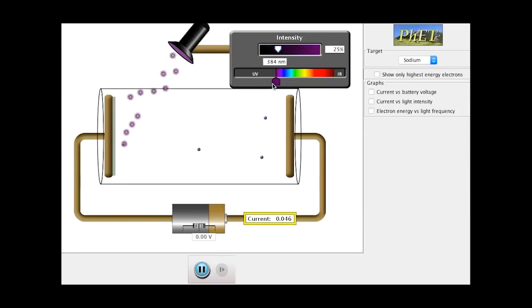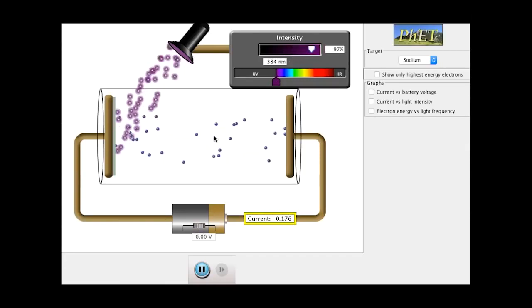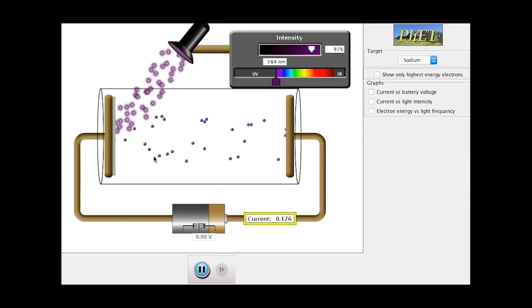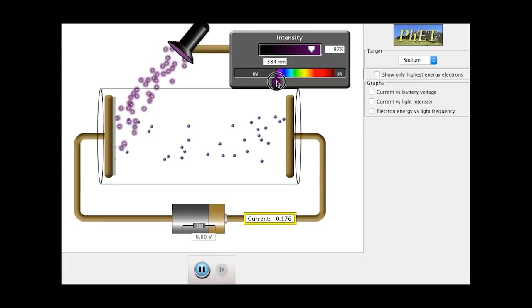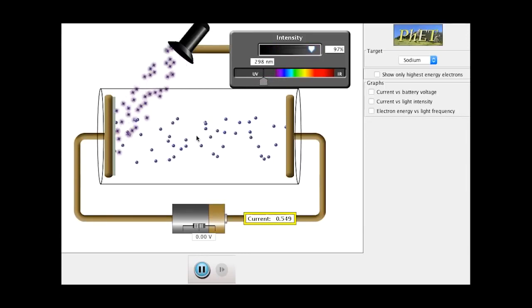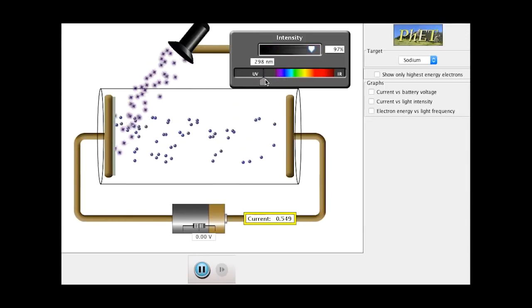So here we go. I've increased the frequency, and all of a sudden you can see these guys are going faster. And again, by applying a potential difference across it, you can actually measure the amount of energy. If I increase the intensity, I increase the number of photons, but I don't increase the actual energy values. You can see the current increases, but the energy values stay the same. If I push the frequency up, there you can see all of a sudden I'm releasing a lot more energy.